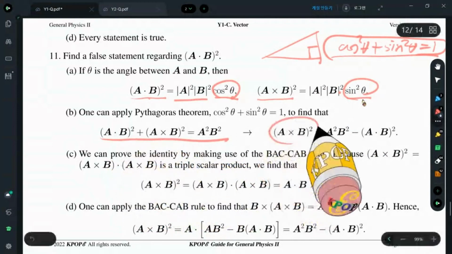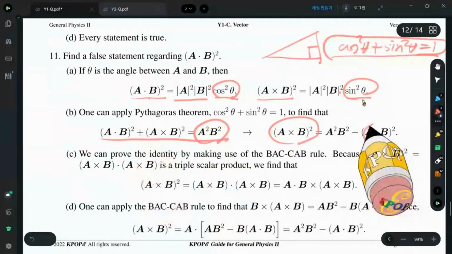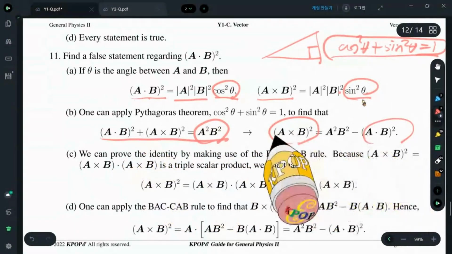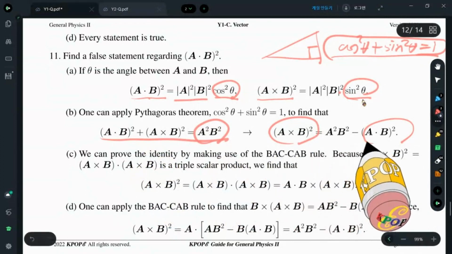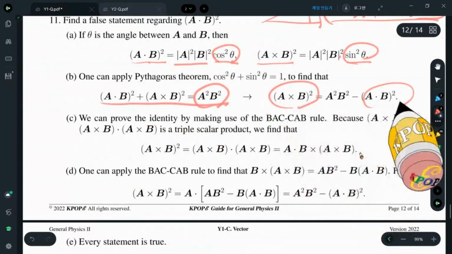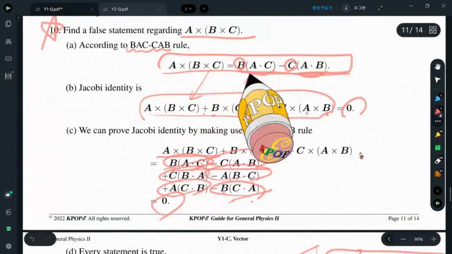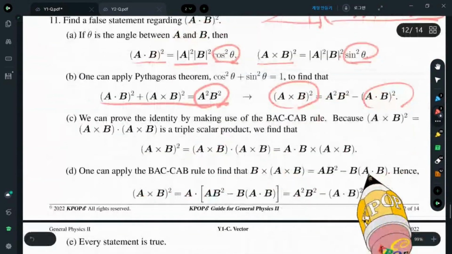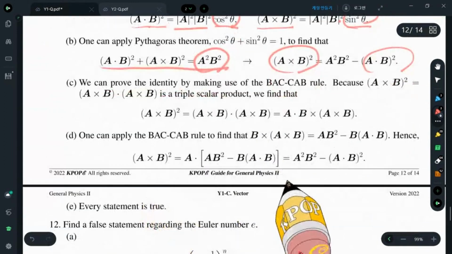Using this, A cross B squared can be obtained by subtracting A dot B squared from this one. You can notice it is sine squared equals 1 minus cosine squared. And actually this one can be proved by making use of this BAC-CAB rule. So you can do this calculation yourself.